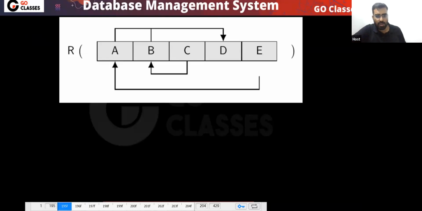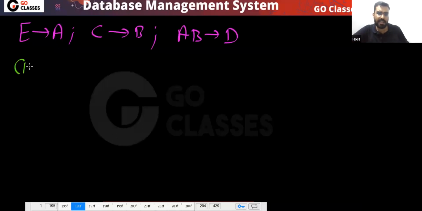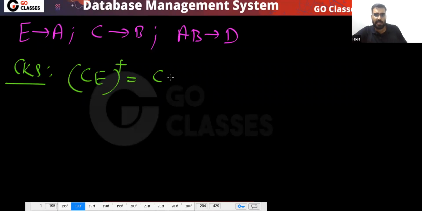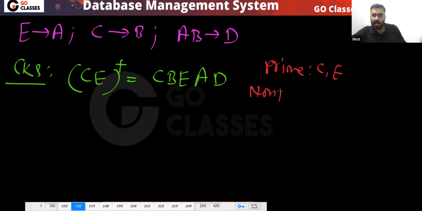Now tell me. First, you find all the candidate keys. What are the candidate keys? You can notice CE. C determines B, E can determine A, and AB can determine D. So this is the candidate key. So remember the prime attributes. What are the prime attributes? C and E. These are the prime. And what are non-prime? These are basically A, B, D. These are non-prime.